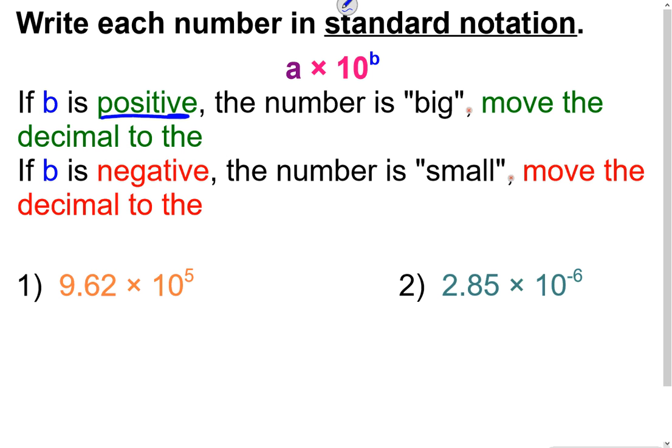And to get our number that's in scientific notation to look like a large number, we're going to move the decimal to the right, because then we're going to get that large number. But if that B value is negative, then we have a small number. And then we're going to have to move the decimal, many of you are already guessing this, to the left. So we get that 0 point something, something, something. We get a small number.